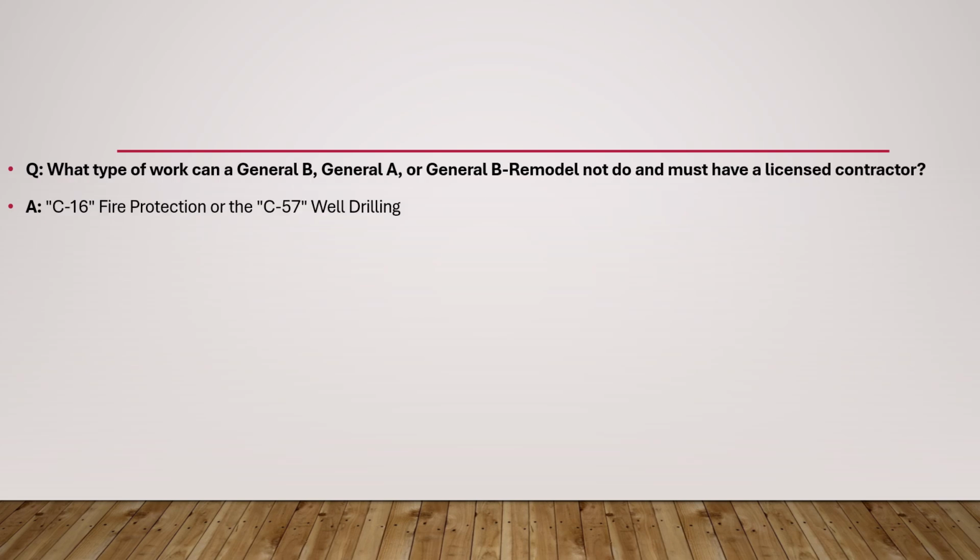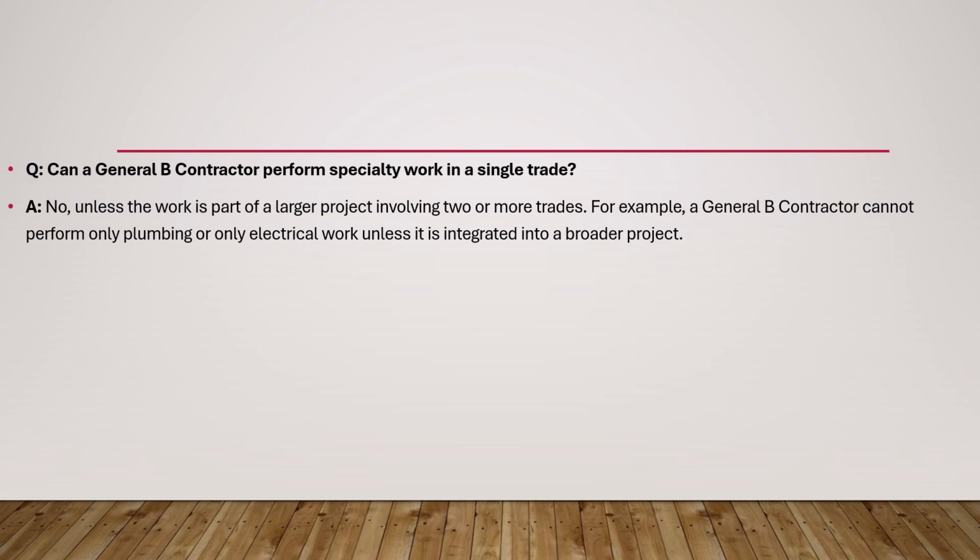What type of work can a General B, General A, or General B remodel not do and must have a licensed contractor? A. C-16, Fire protection, or the C-57 well drilling. Can a General B contractor perform specialty work in a single trade? No, unless the work is part of a larger project involving 2 or more trades.